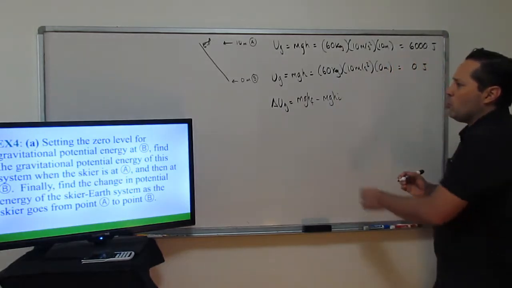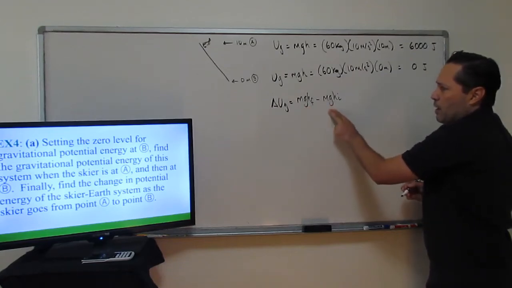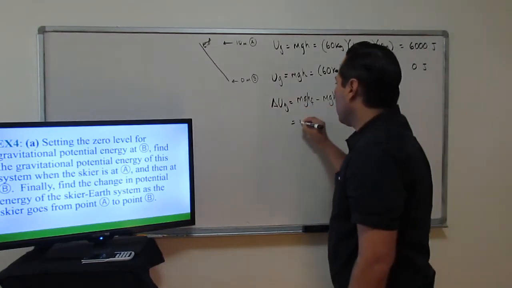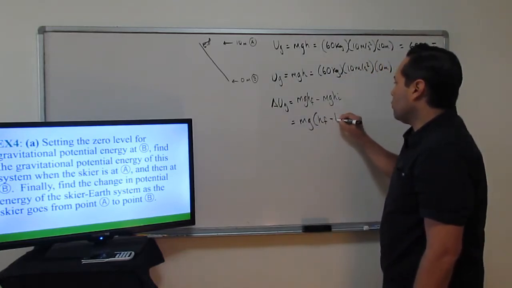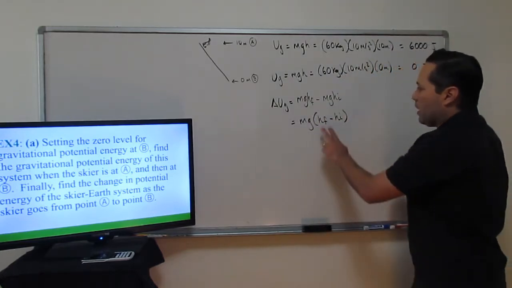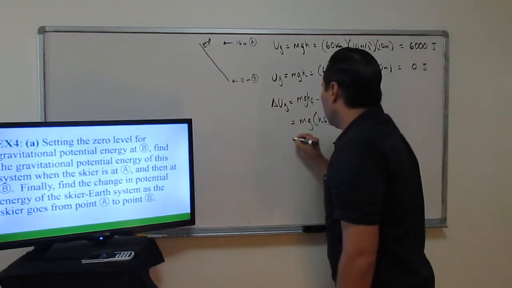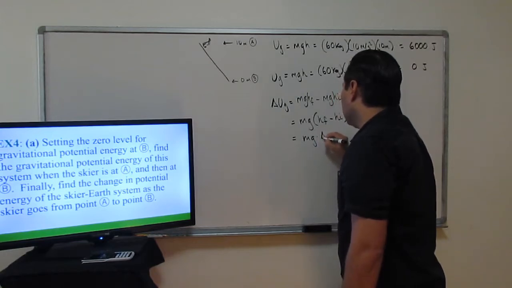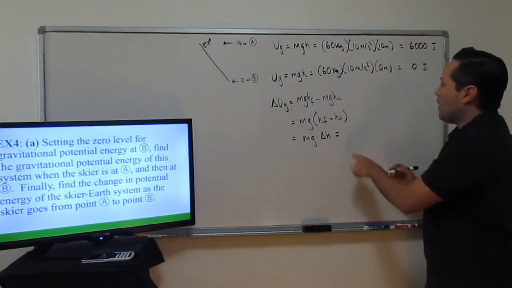Final minus initial. We can go ahead and change this formula a little bit since we have the same mass and same gravity. We're going to factor them out. So we have mass times gravity times final minus initial height, and the symbol for that will be just delta h. So mass times gravity times delta h, change in height.